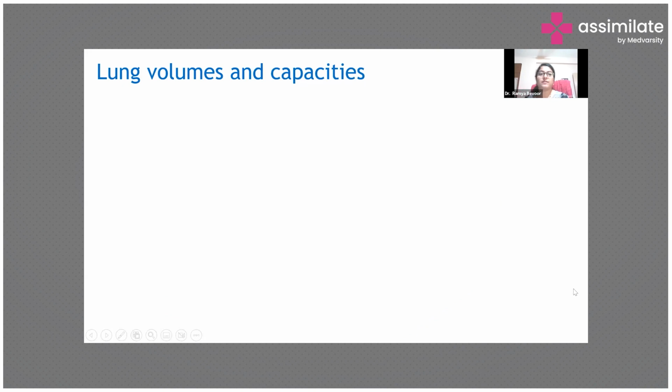So let's just hear some volumes and capacities that you all can think of. Maybe we can come up with some answers. What are some of the volumes? What are some of the capacities? Lung capacities.